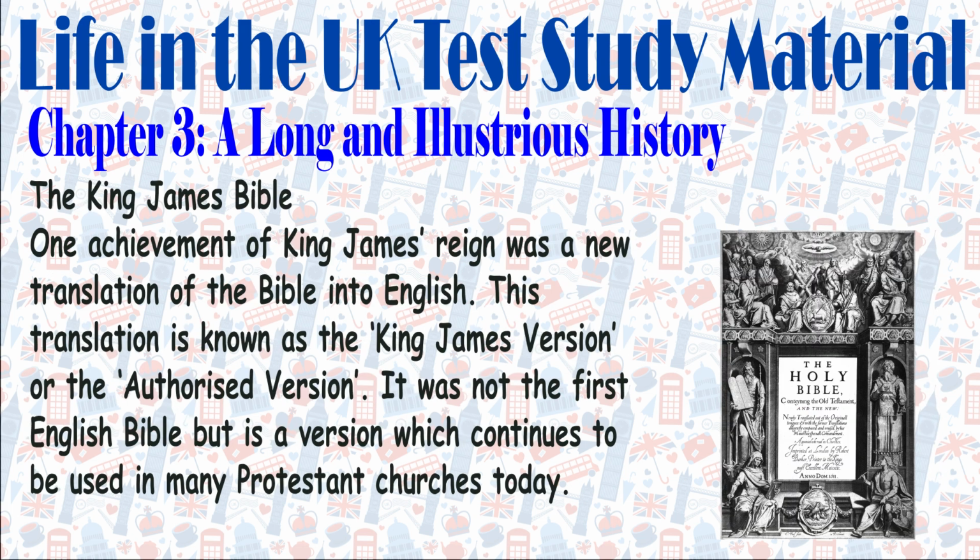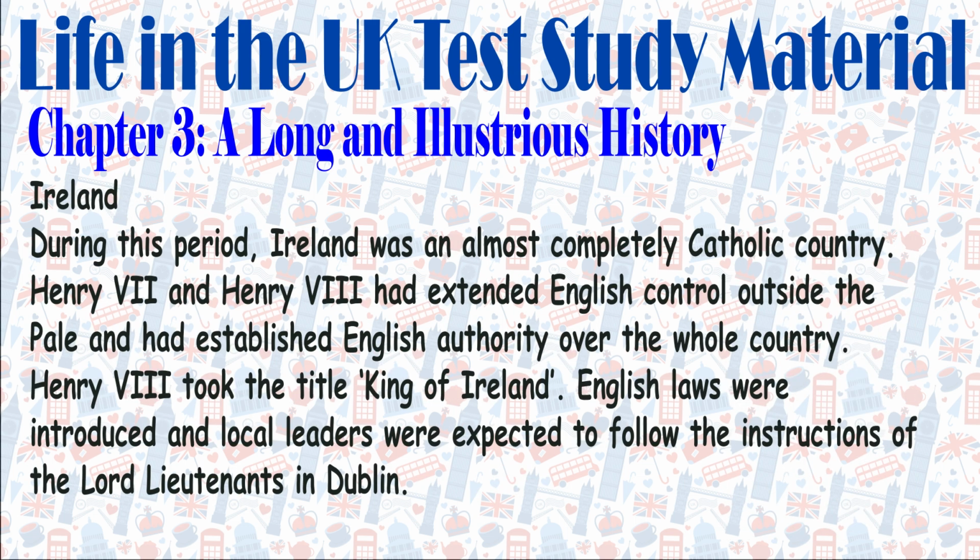The King James Bible. One achievement of King James' reign was a new translation of the Bible into English. This translation is known as the King James Version or the Authorized Version. It was not the first English Bible but is a version which continues to be used in many Protestant churches today. Ireland. During this period, Ireland was an almost completely Catholic country.